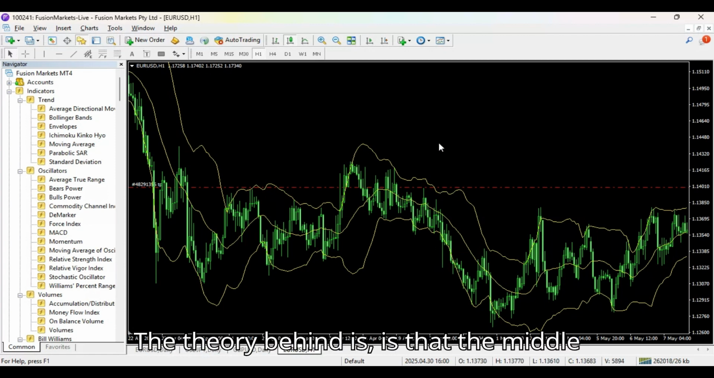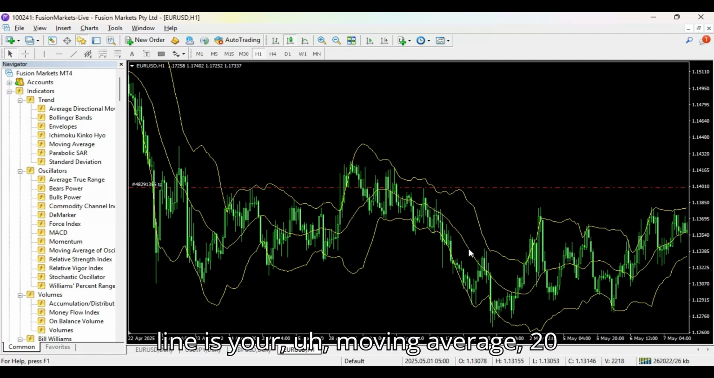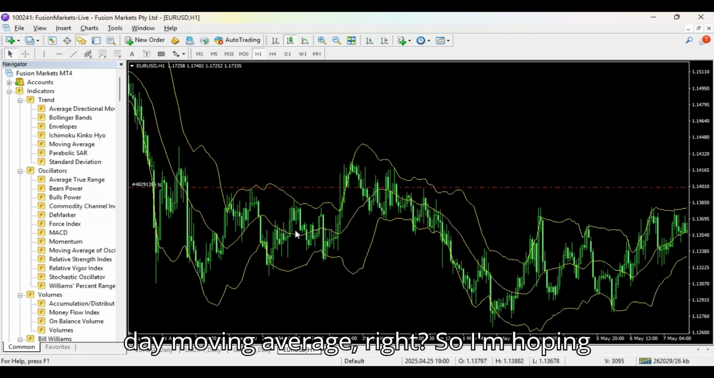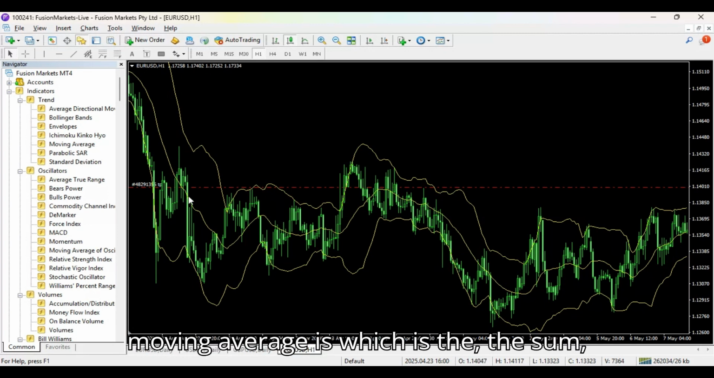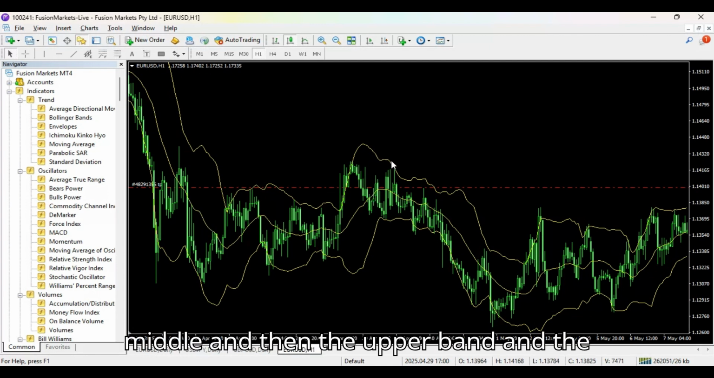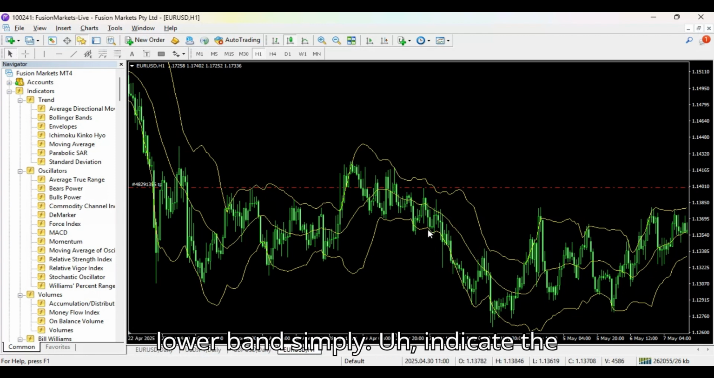This is your Bollinger Band. The theory behind this is that the middle line is your moving average, 20-day moving average, right? So I'm hoping everybody knows what a 20-day moving average is, which is the sum and the average of the last 20 days. And that gets plotted in the middle. And then the upper band and the lower band simply indicate the 2 standard deviations from the average, right?